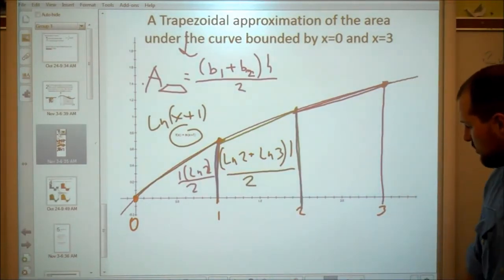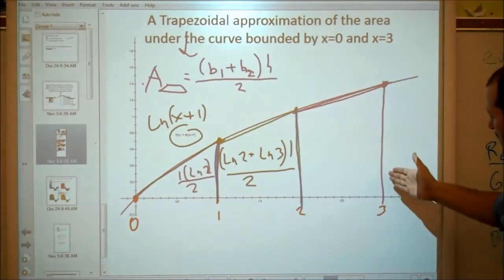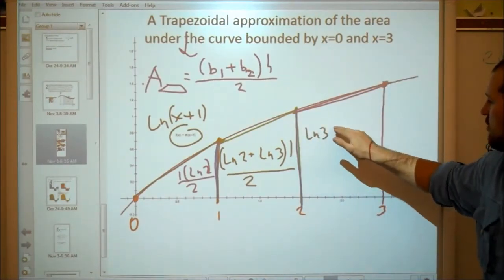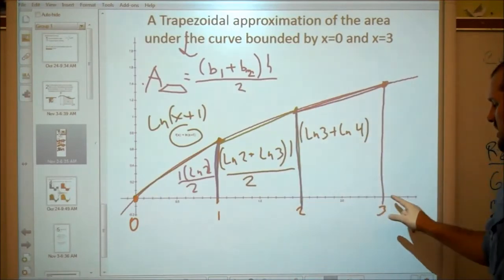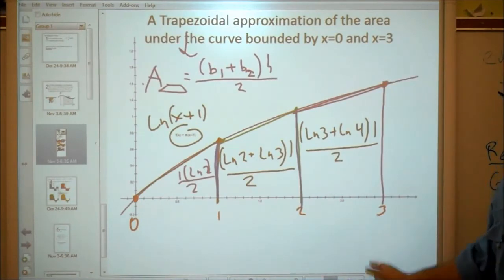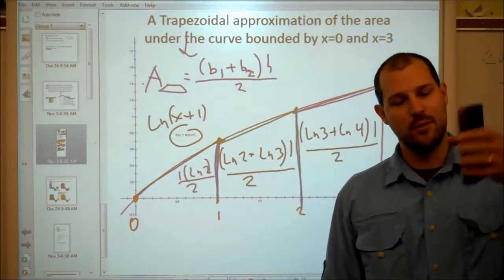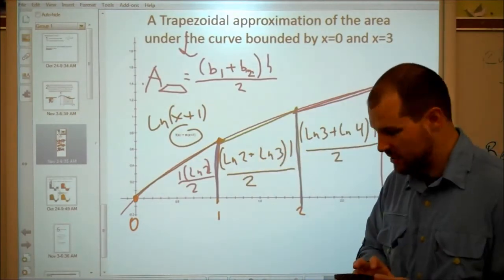Okay, let's fill in our last one. And so down here, I've got my two bases. So that'd be natural log of 3 plus natural log of 4 times the height. The height is that base, that's 1, divided by 2. Okay, so we've got all the rules set up. Now all we need to do is type them in. Okay, that's a little extra button pushing. I'm actually going to write out the decimals for each of these as I go.